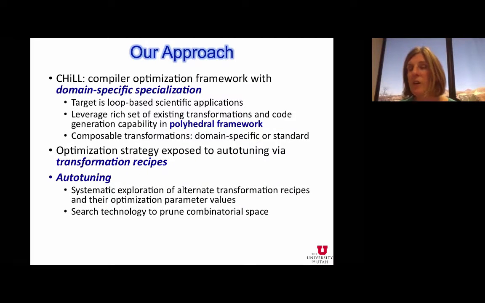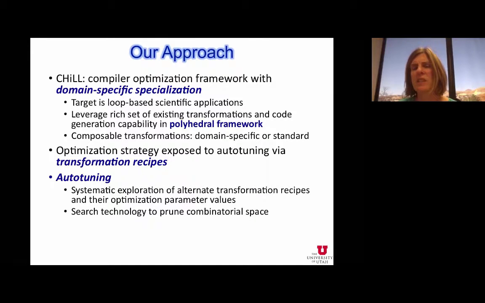So if an optimized piece of code can be described with the input code plus a transformation recipe, then we can describe a search space of different implementations by having a group of transformation recipes, each one having a bunch of parameters associated with it. So that's where the auto-tuning comes in. And it's a systematic exploration. We're actually generating a bunch of different implementations, and we're measuring their performance in context with representative data sets, and then we're finding the version that gives us the best performance.